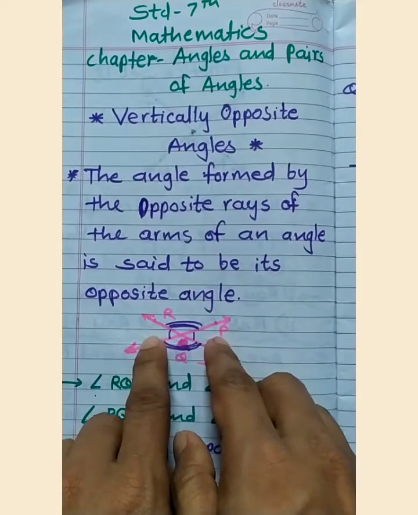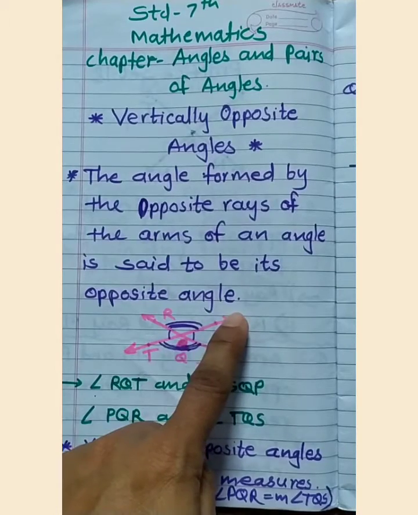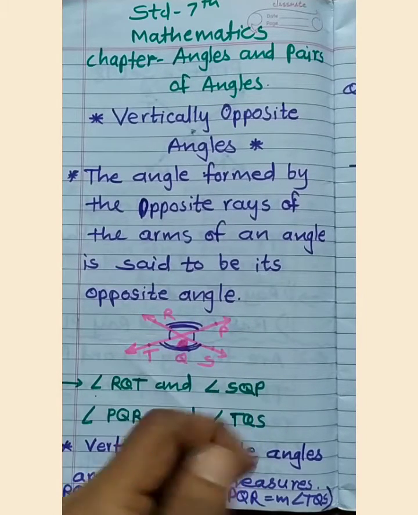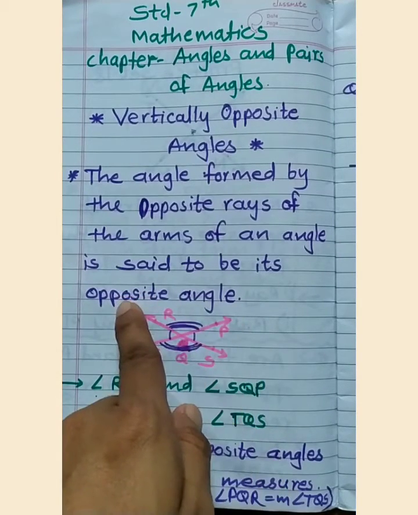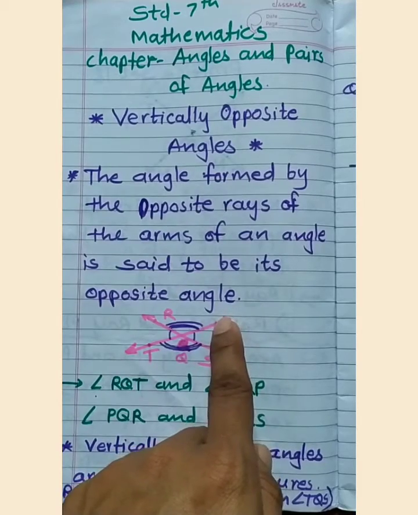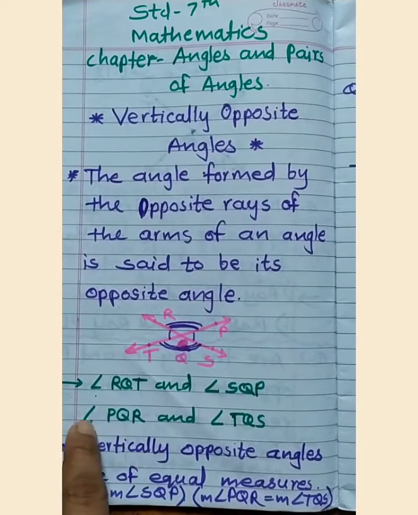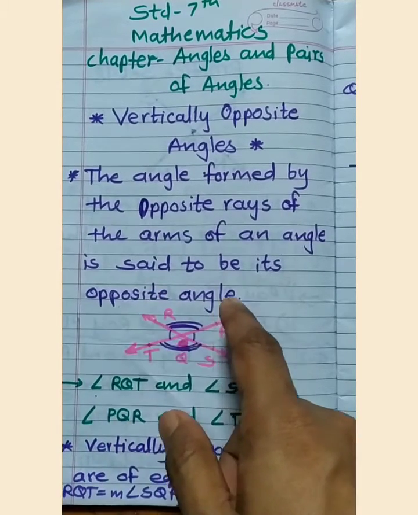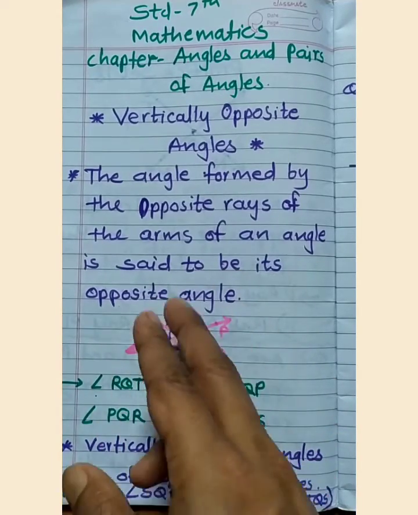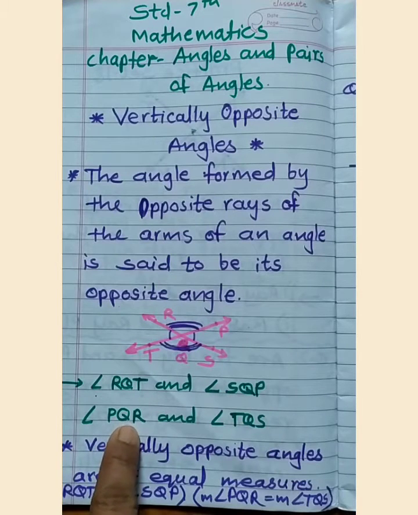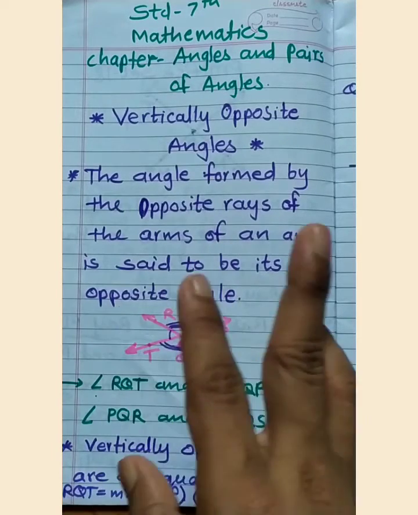In the same way, if this is one pair, another pair is this angle RQP, then you can tell the name of its opposite angle. SQT, RQP. If you put your fingers on the angles, then you come to know easily. Angle RQP, angle SQT, or angle PQR and angle TQS. RQP and PQR are the same angles. This is another pair of opposite angles.